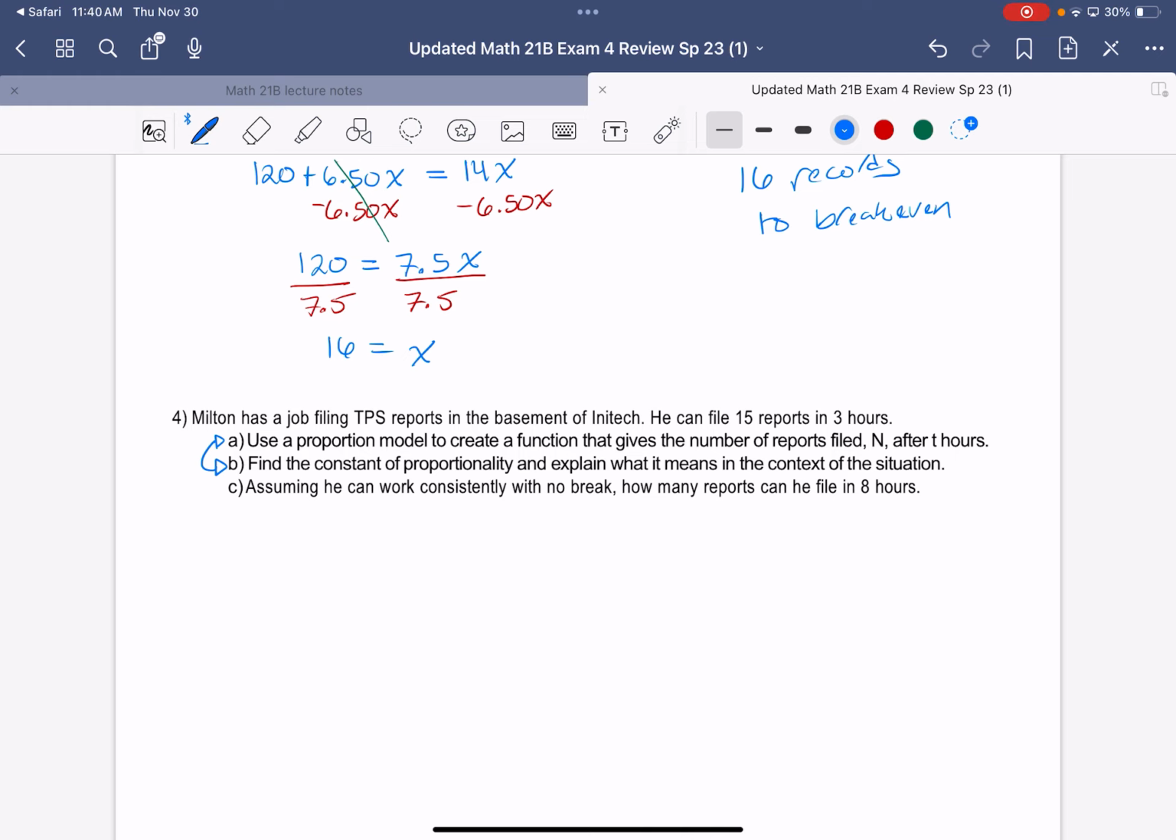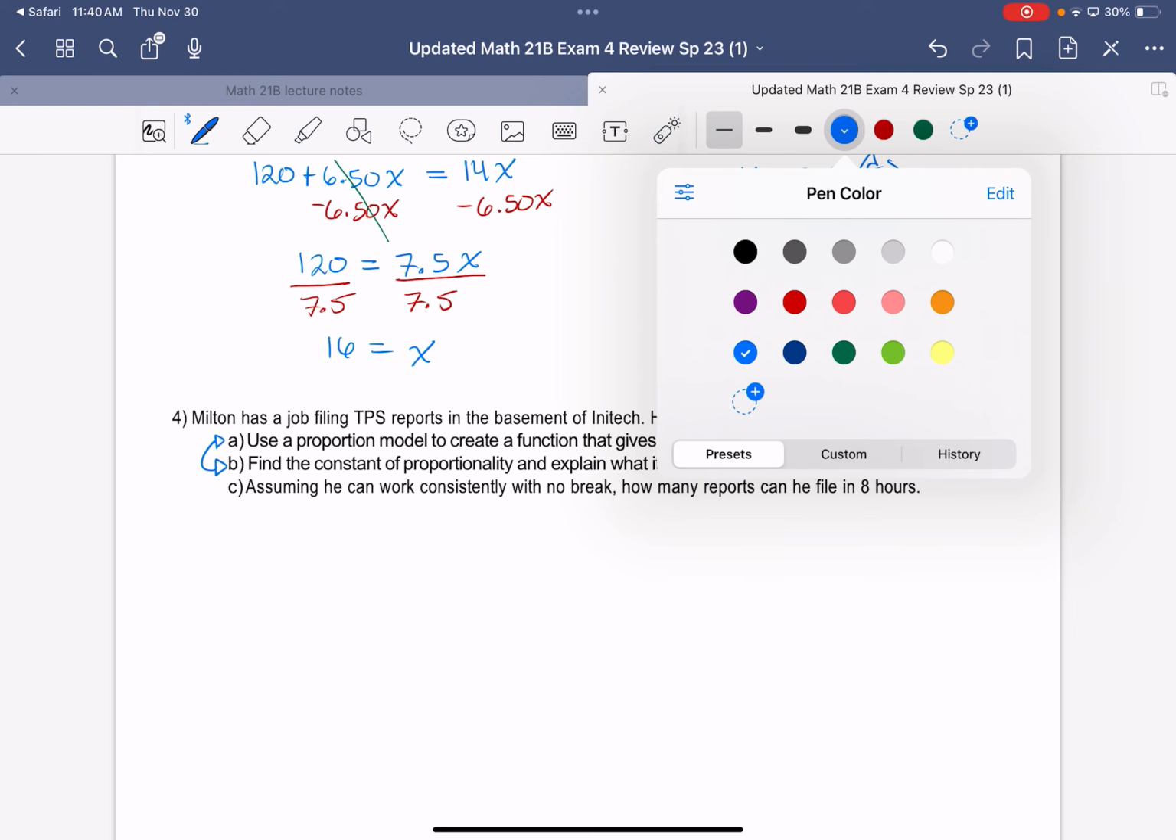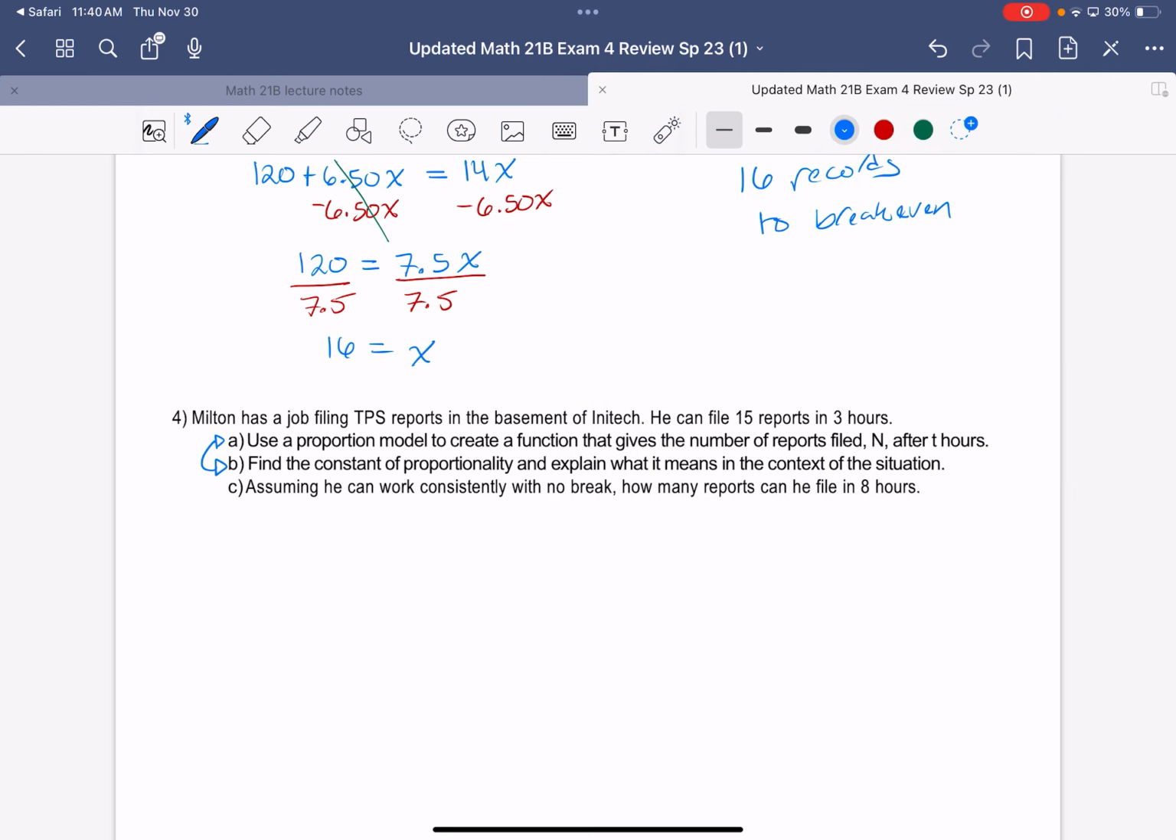All right, remember we're swapping parts A and B. So first we're going to find the constant of proportionality. Since we're doing proportionality, we know that's going to be y over x. Now what is our y and what is our x? Y is the 15 files, and x is the 3 hours.